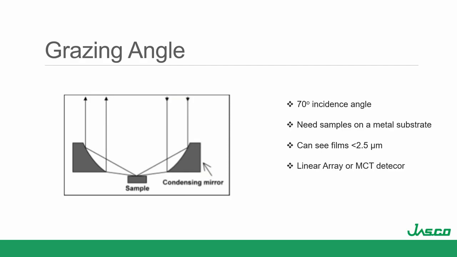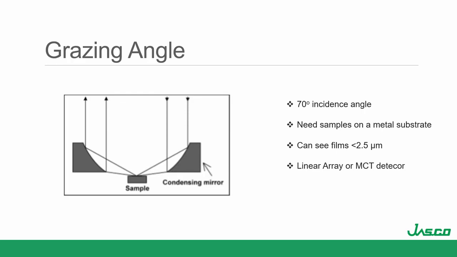So a grazing angle objective is fairly similar to what you'd use as a grazing angle accessory for an IR bench. It has a very shallow 70-degree incidence angle, which allows you to see films below 2.5 microns. The caveat to this technique is you have to have it on a metal surface. Say, gold is probably best.